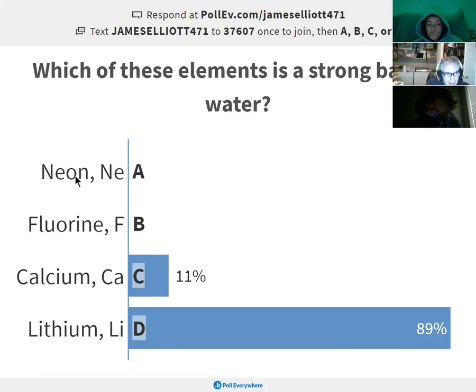Thankfully, nobody seems to think it's neon, because that's one of the noble gases. It's unreactive, so we certainly wouldn't expect it to react and produce a strong base. Fluorine, nobody likes fluorine either. That's correct. It's a halogen. It doesn't produce bases in water. The correct answer is actually D, lithium. Group 1 metals, or alkali metals, are the ones which react fiercely to produce strong bases. Group 2 metals like calcium also produce bases, but remember we said they were relatively weak bases.